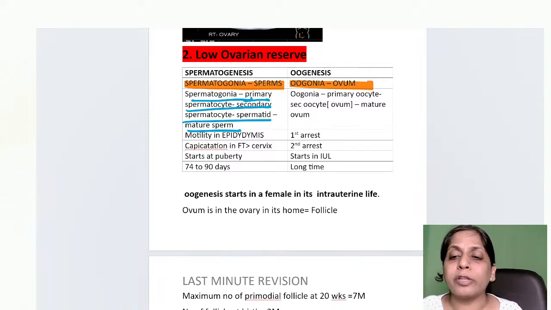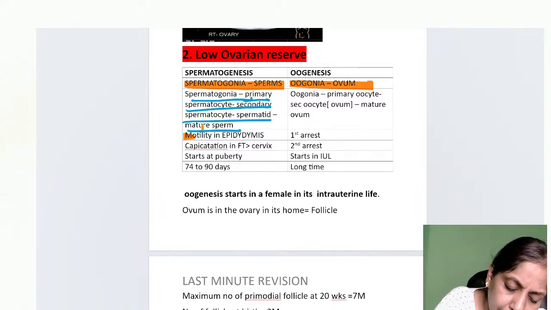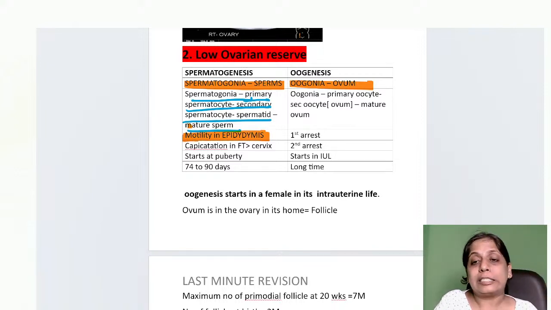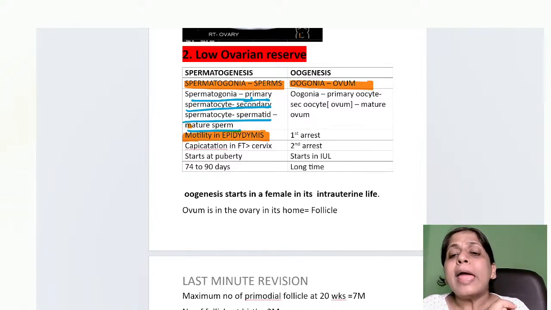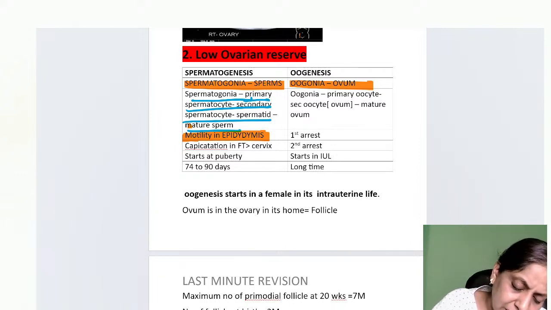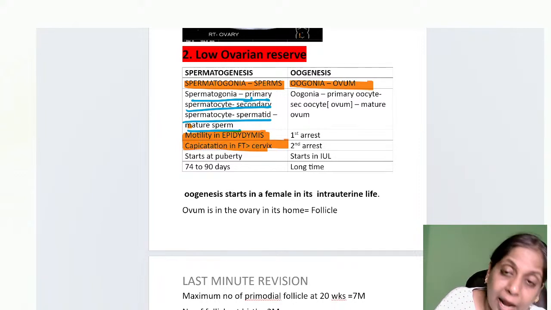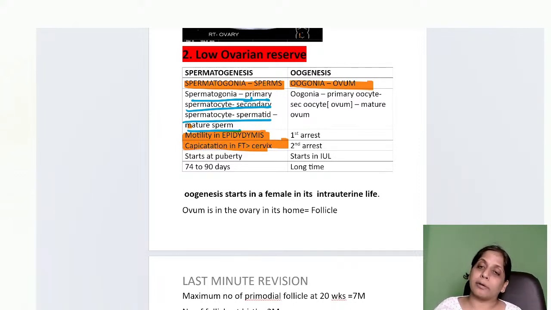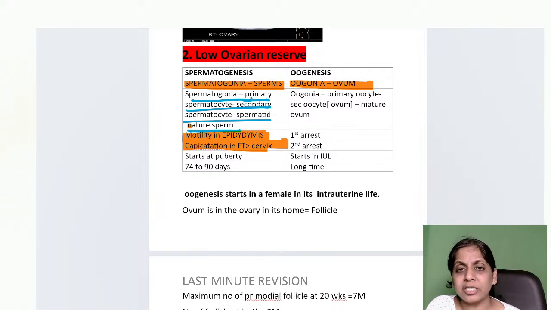The maturation of the sperms or the motility, all of that occurs in the epididymis, whereas capacitation occurs in the female genital tract, that is the fallopian tube and cervix. Capacitation occurs in the female genital tract. Maturation and motility occur in the, come on everybody, speak out with me, write down in the chat box, in the epididymis.